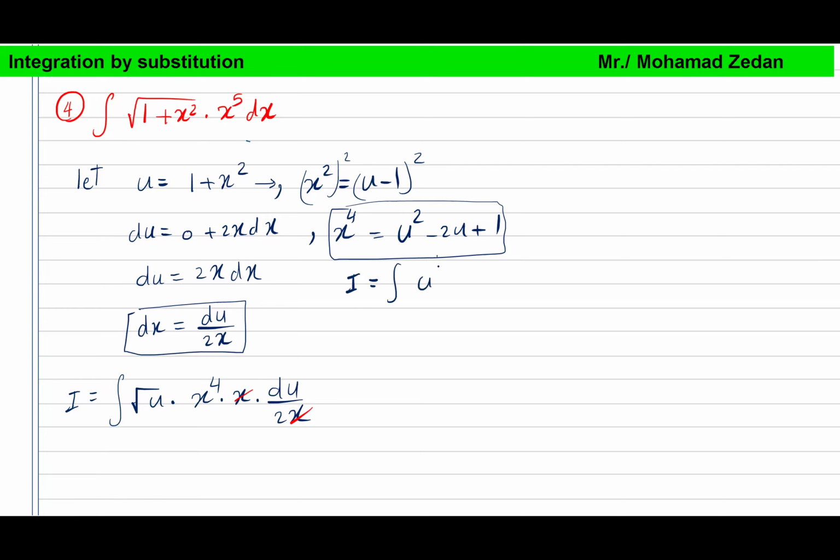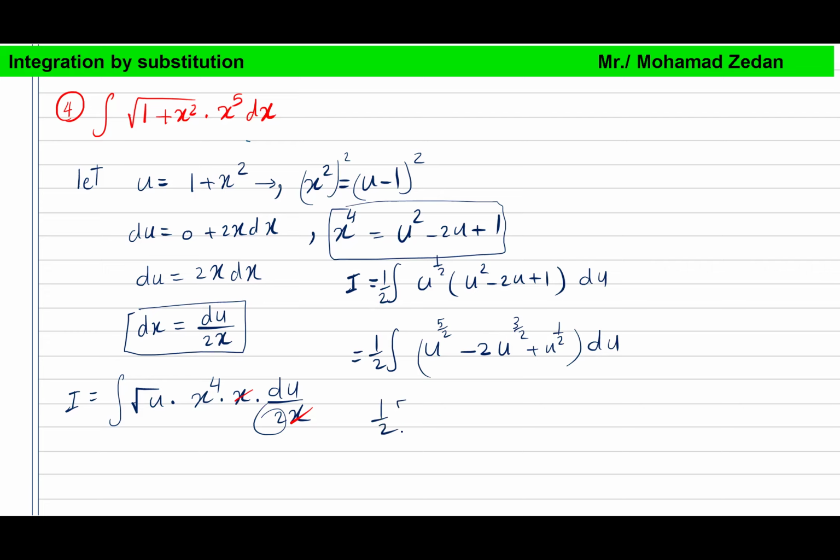Now my integral is equal to the integral of u power half times, instead of x power 4, you can just write u squared minus 2u plus 1, du. Now multiply u power half times u squared, which is u power 5 over 2. In multiplication, you add the powers. Don't forget I have half outside here. That's half, be careful. So 1 half integral of u power 5 over 2 minus 2u power 3 over 2 plus u power half, all integrated with respect to u.